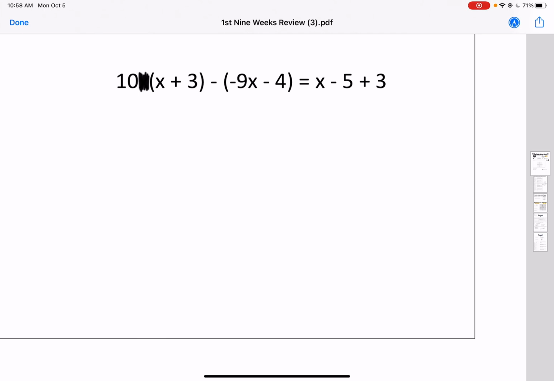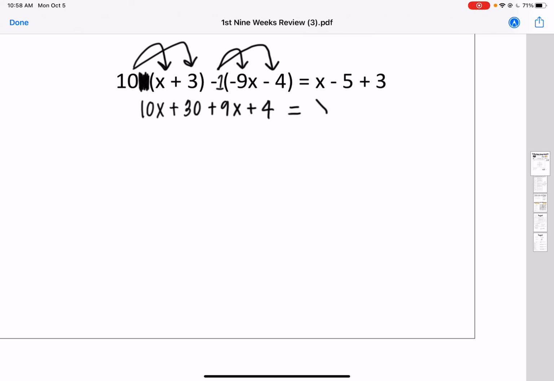So I'm going to start with the left-hand side, and notice that there are parentheses. Well, I have to distribute what's on the outside of those parentheses first, so I have to expand the equation. So 10 times x, which gets us 10x. 10 times 3, which is 30, so add 30. Now, there's this negative sign right here. You have to pretend this is a negative 1. So negative 1 times a negative 9, which gets us a positive 9x. And a negative 1 times a negative 4, which gets us a positive 4. And then equal to x minus 5 plus 3.